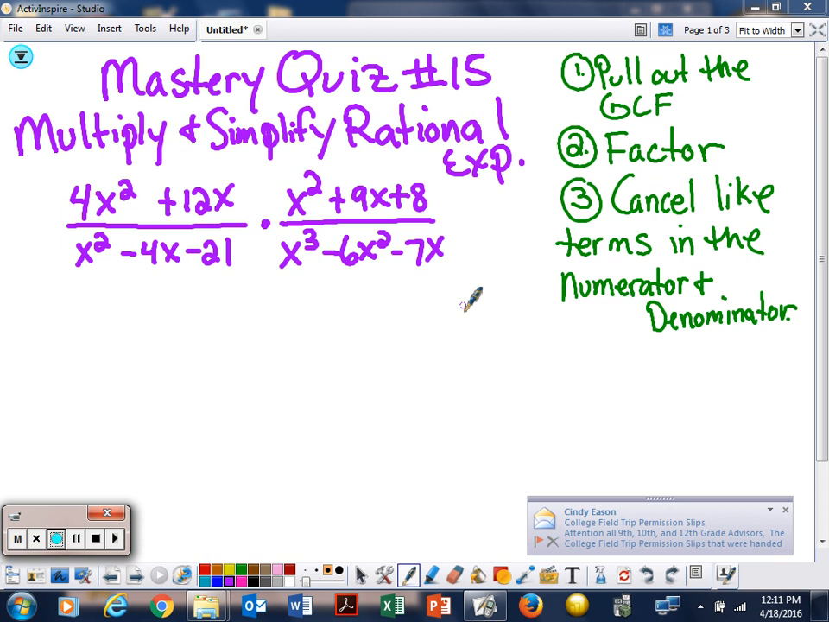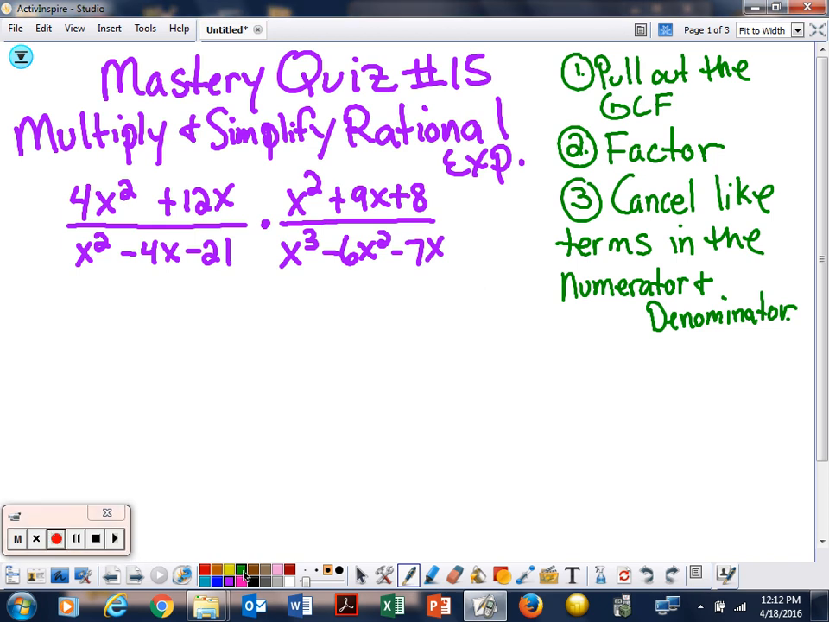All right, ladies and gentlemen, mastery quiz number 15. We're going to do several things here. The first one is we're going to multiply and simplify the rational expressions. So, several steps to follow. 1, pull out the GCF. 2, factor. 3, cancel like terms in the denominator. And then 4, simplify.